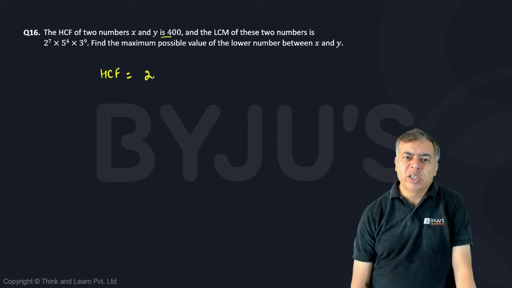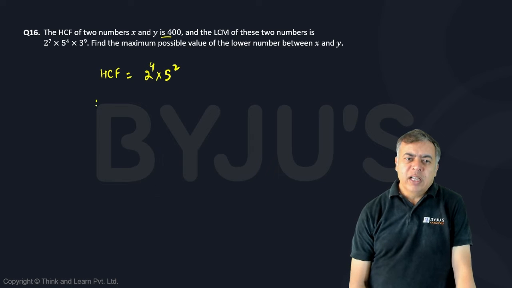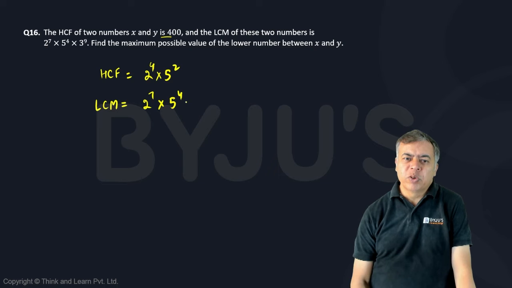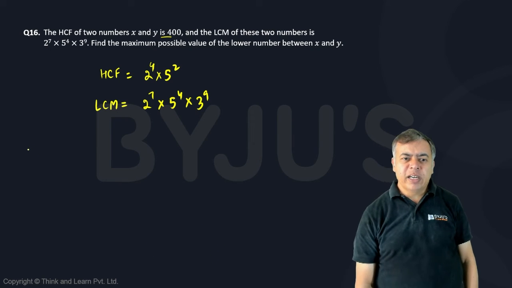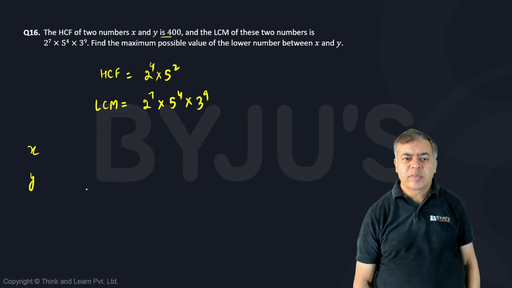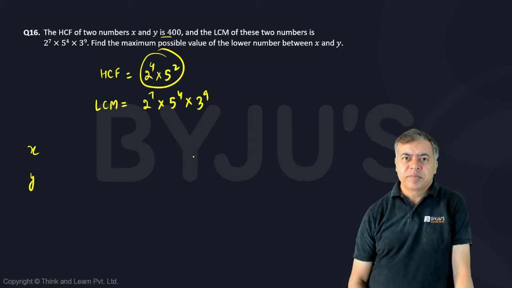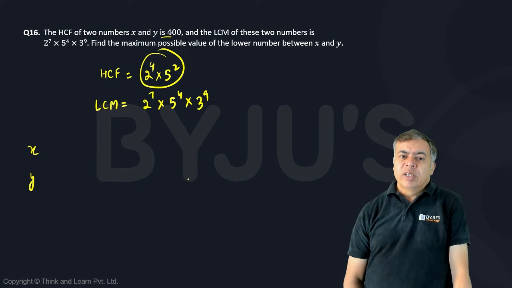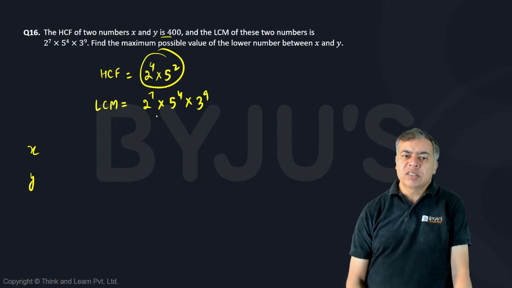If I write 2 raised to power 4 into 5 raised to power 2, this is 400. LCM is given in this form only, 2 raised to power 7 into 5 raised to power 4 into 3 raised to power 9. So what can be the two numbers, x and y? The two numbers must have this HCF, into what other factors? Because the common factor is 2 raised to power 4 into 5 raised to power 2.